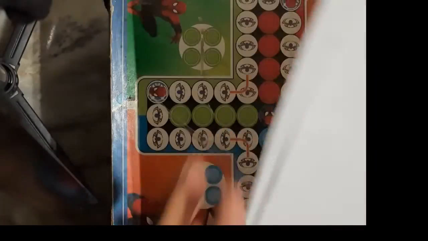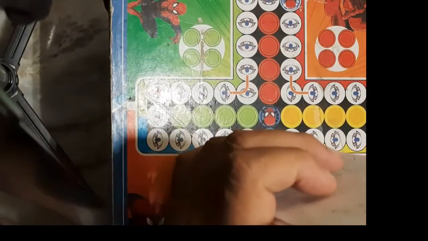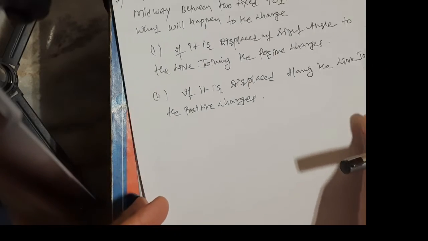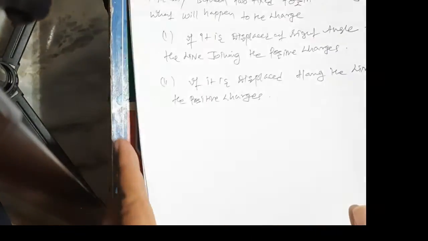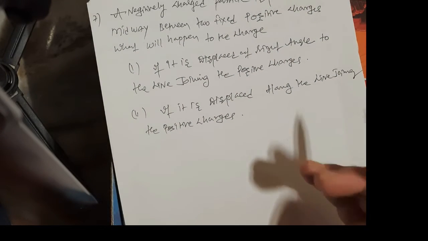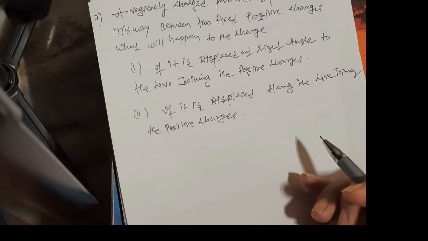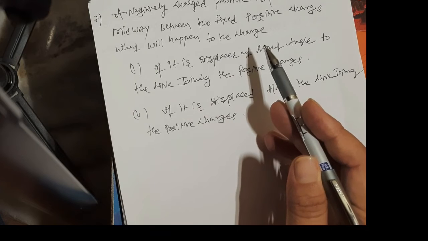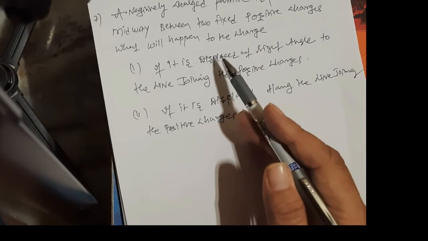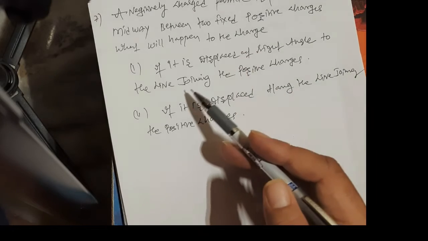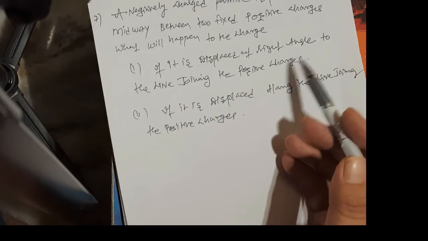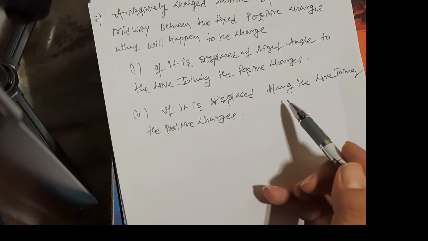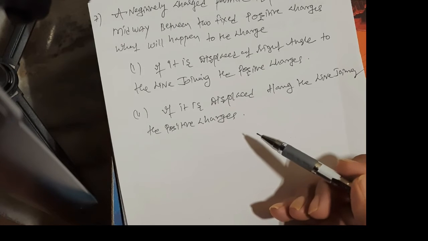Now let us discuss a very important concept. This is very important for JEE Mains and NEET. What is that important point here? A negatively charged particle is placed exactly midway between two fixed positive charges. What will happen to the charge? Number 1, if it is displaced at right angle to the line joining the positive charges. Number 2, if it is displaced along the line joining the positive charges.